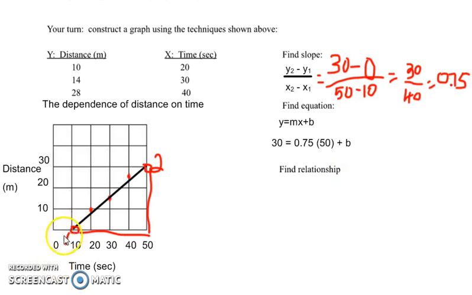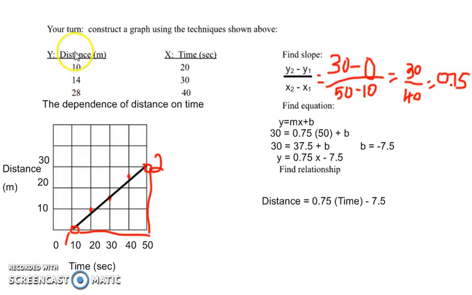But if you look, if I draw this line down here, don't you notice that it's going to be a negative y-intercept? So if I plug in my numbers, that is what happens. 30 equals 37.5 plus b. B is negative 7.5. So when I'm all done, that is my equation. As far as the relationship goes, all I'm going to do is substitute my y and x values. So all I did was put distance as my y. See, my y is distance equals 0.75 times x, which is time, minus 7.5. Now that is meaningful to me.